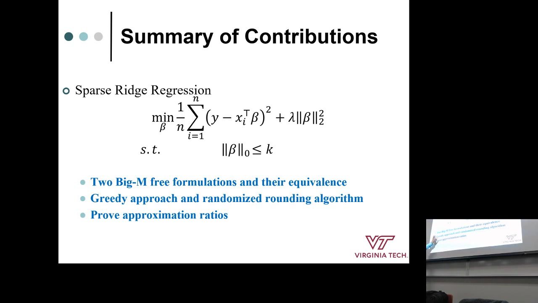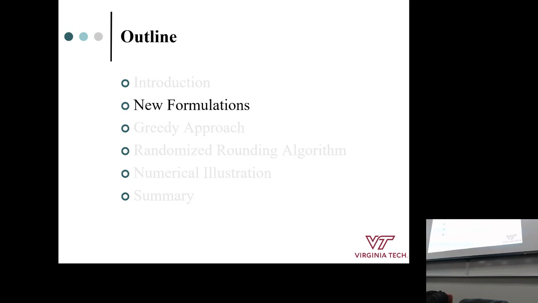So for those problems we use a greedy approach, and its counterpart is a randomized algorithm. Each approach corresponds to a different formulation, and we prove the approximation ratios to demonstrate the effectiveness of our proposed method. So what kind of formulation can we have?